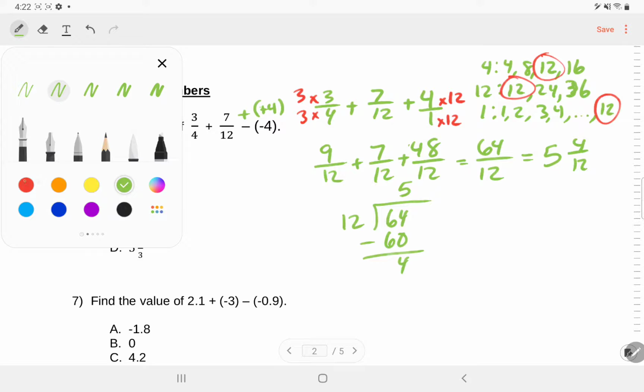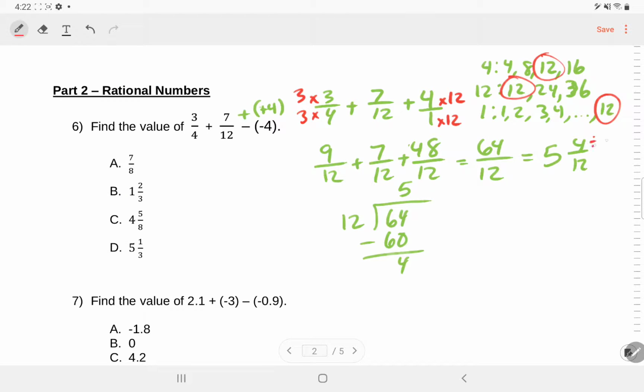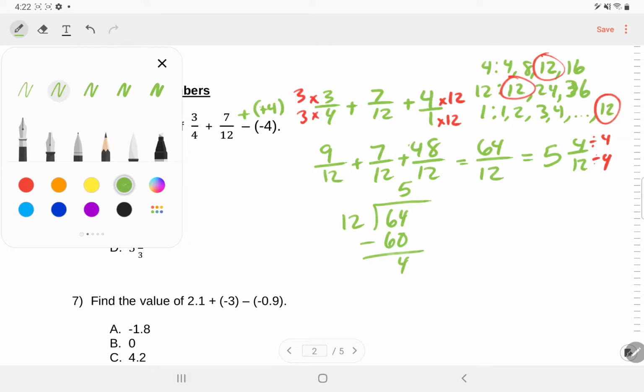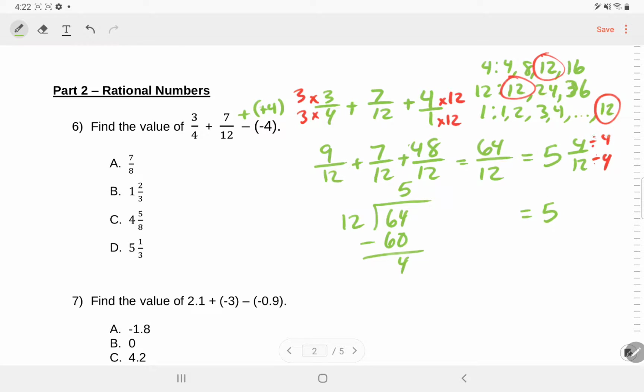But 4/12 can be simplified by dividing the numerator and denominator by 4. So our final solution is going to be 5 and 4 divided by 4 is 1, 12 divided by 4 is 3. 5 and 1/3.